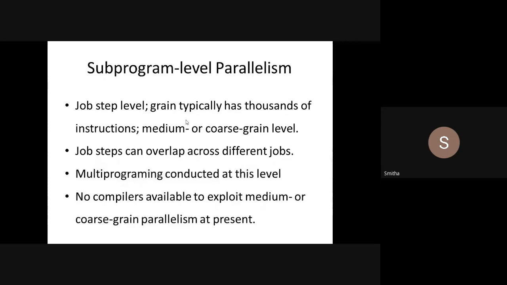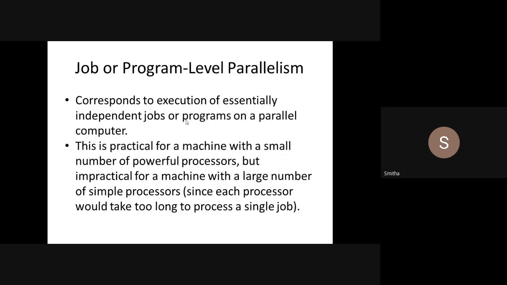Okay, so next is job or program level. Program means the entire program, so we will have more instructions here. It corresponds to execution of essentially independent jobs or programs on a parallel computer. This is practical for a machine with a small number of powerful processors, but impractical for a machine with a large number of simple processors.